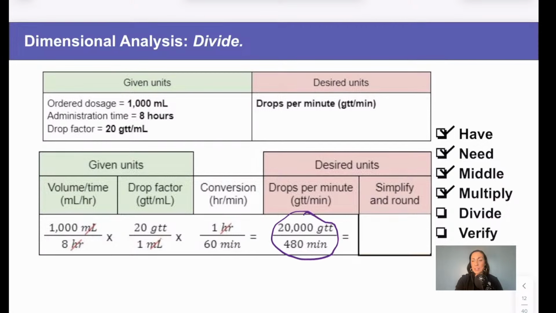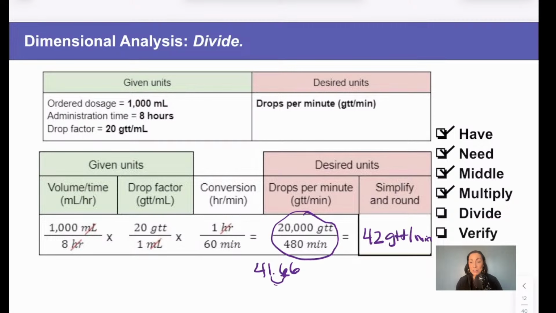Perfect. So I see we have a 41.6. When you get these, you get 41 point, I think it's 66 repeating. But remember that we needed to round to the whole number, right? We're not going to give 41.6 drops per minute. So we're going to look to the right of the decimal place here, and we see a 6, and anything 5 or above, we're going to round up. So we are going to get 42 drops per minute.